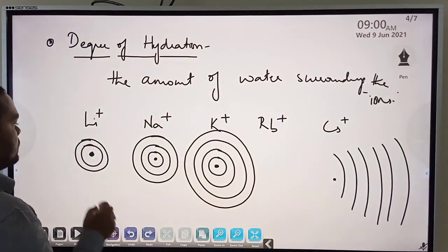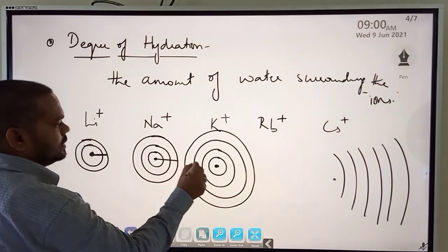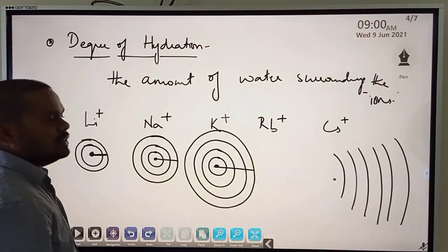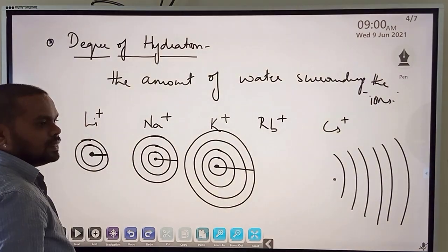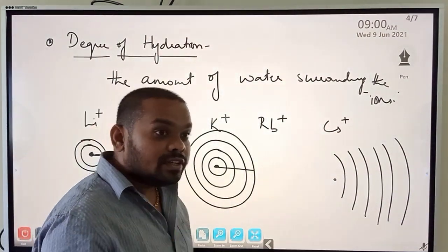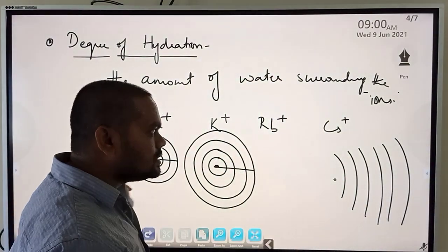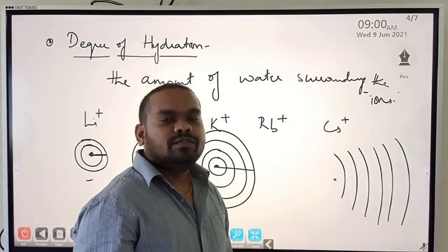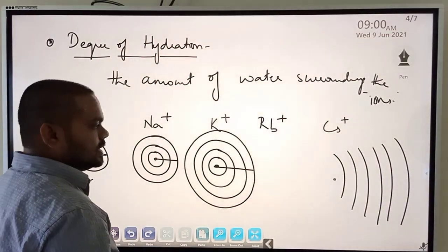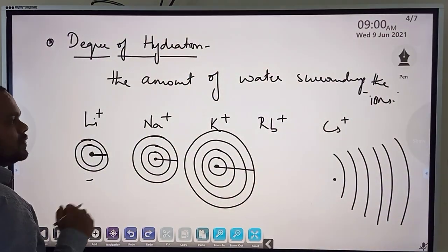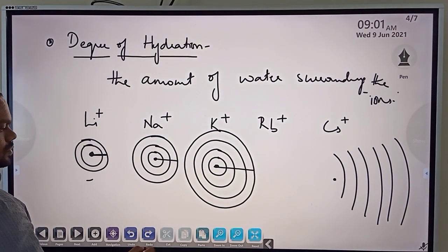Now on the whole, from the center to the outermost electron, we have discussed this already. In which case is the radius bigger? Cesium. Smaller? Lithium. So now you think, in which case will the force of attraction with water molecules be greater, lithium or cesium? Obviously this one.